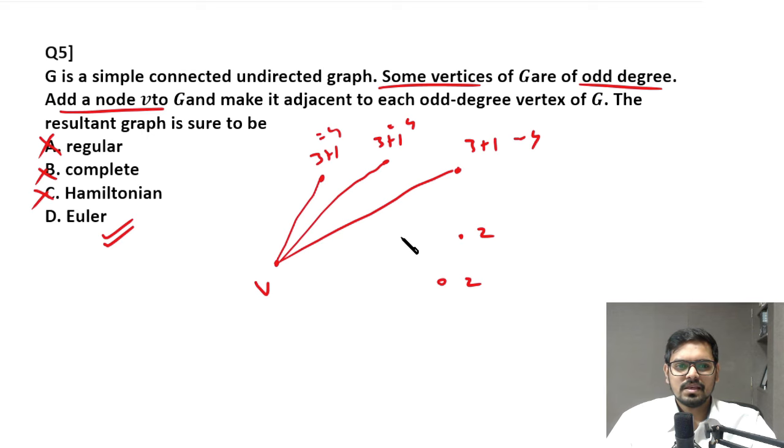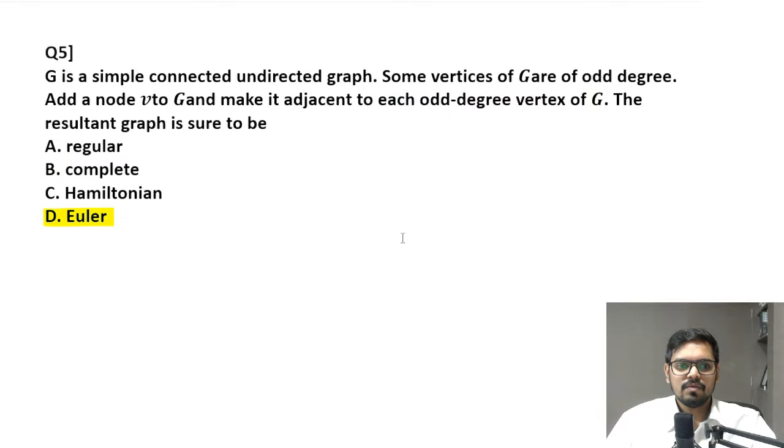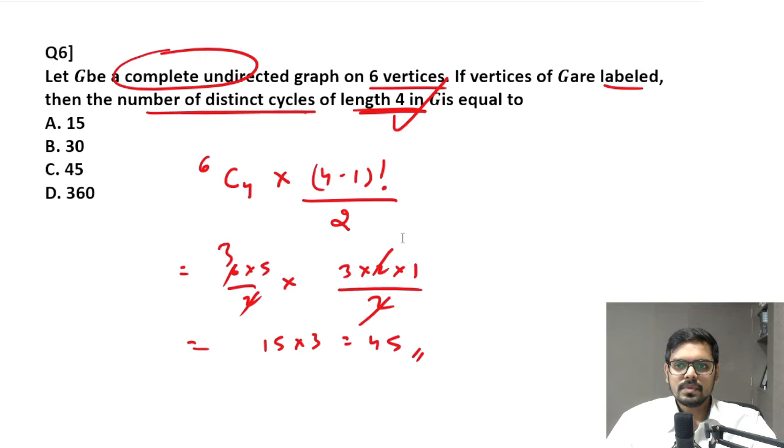Question number 5 was easy, no problem. Connected plus you are increasing the odd degree value by 1, so every degree is even, therefore Euler. This was also easy because we have learned it conceptually in the previous lecture. Number of distinct cycles, if you need, then it is (n-1)! by 2. And since we had 6 vertices, we have to make a length of 4, choose combination and your cycle. This is the final answer.